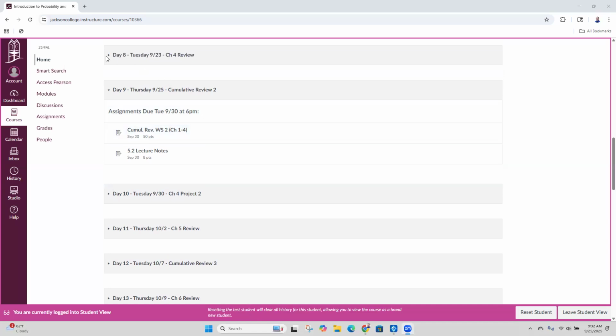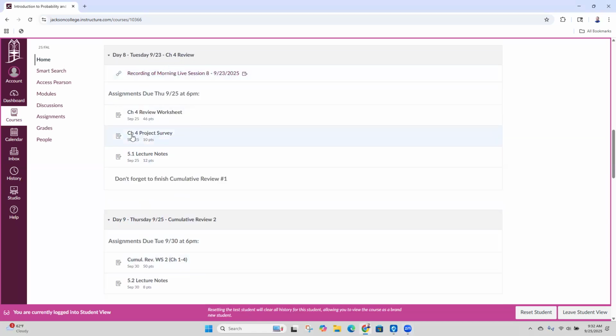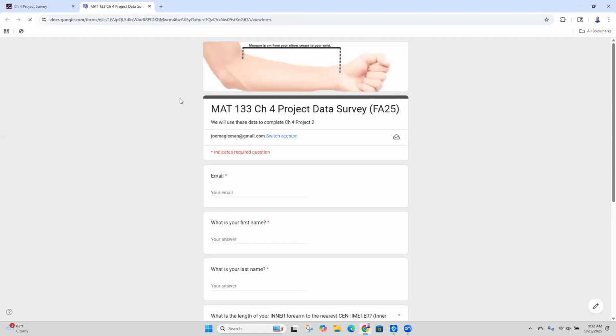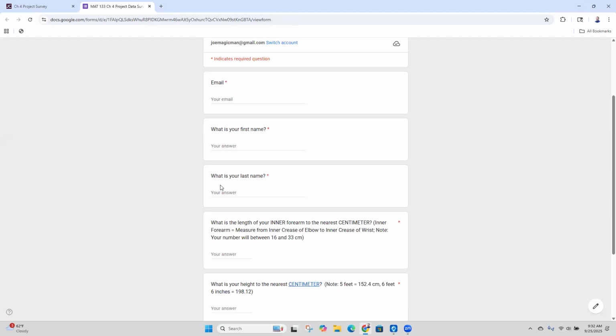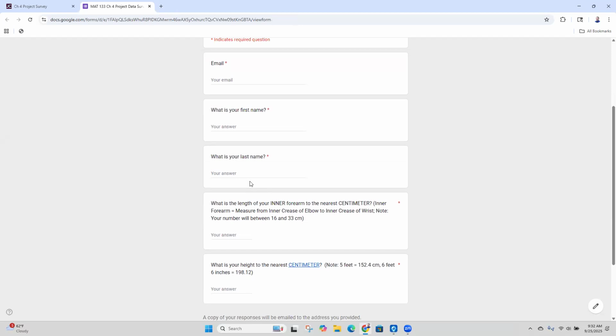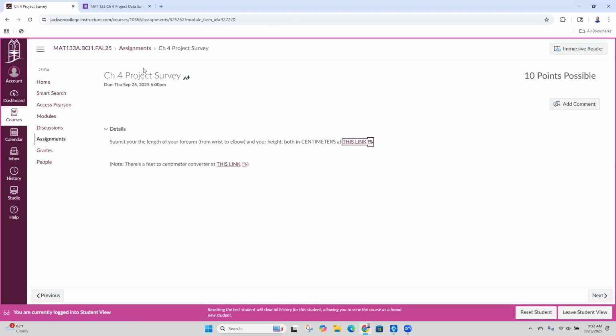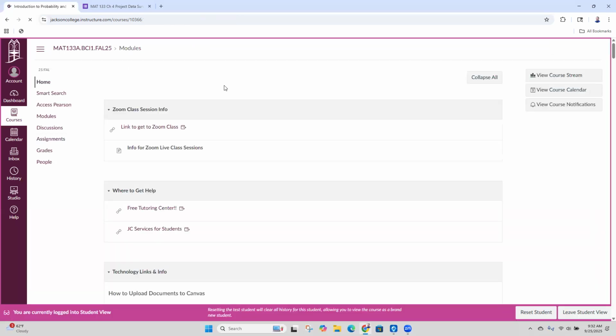Last time we mentioned that there's a chapter 4 project survey. So make sure you go to that in Canvas and fill out the survey. There's a link that's going to take you there, and you'll fill in your name, the length of your forearm, and your height. We're going to use that data for the Chapter 4 project, but it's not due until tonight at 6. If you haven't finished it yet, that's okay. It is still worth points, so make sure you fill in that survey.